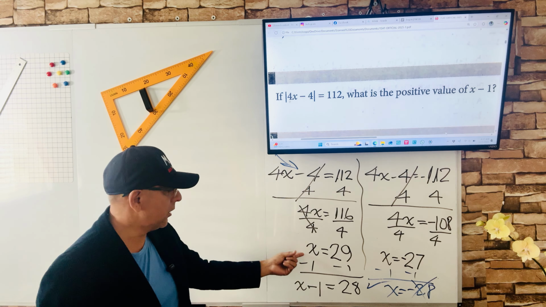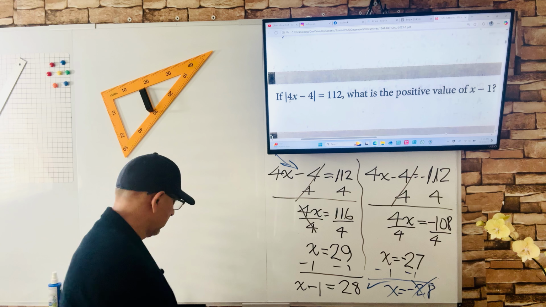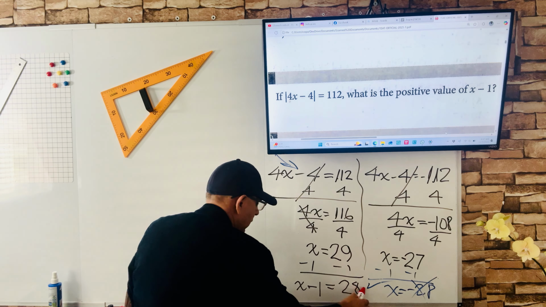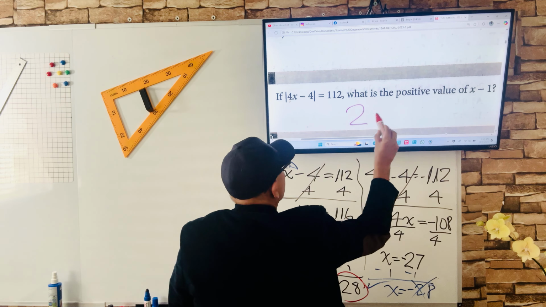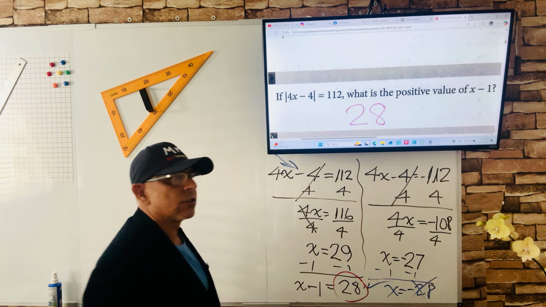I need to subtract 1 on both sides to obtain the expression x minus 1. So we have x minus 1 equals 28. And guess what? 28 is going to be my answer.